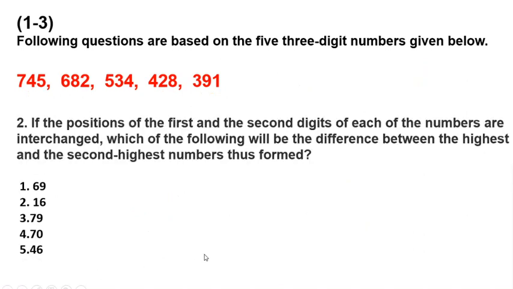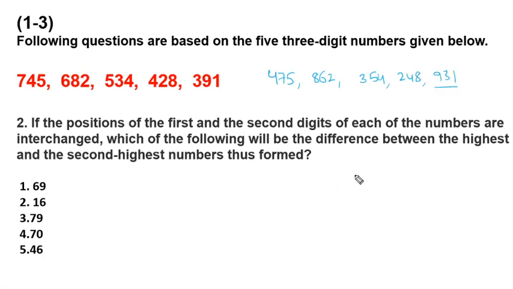Question number 2. Just look at this question. If the positions of the first and second digits of each and every number are interchanged, which of the following will be the difference between the highest and second highest number? What he is telling us is to interchange the first and second digits. So 745 becomes 475, 682 becomes 862, 534 becomes 354, 428 becomes 248, and 391 becomes 931.